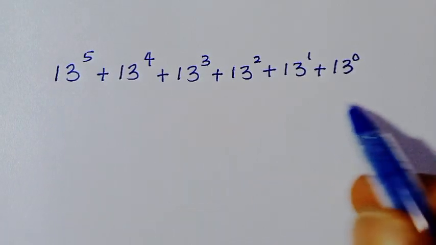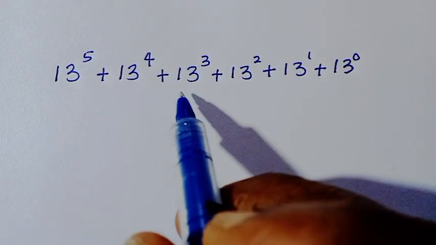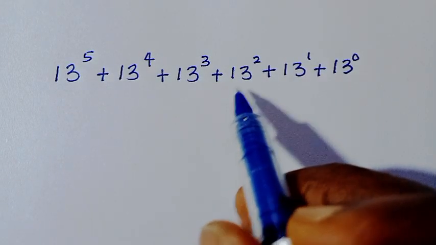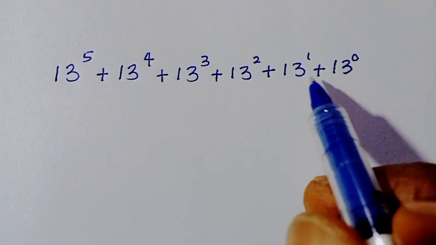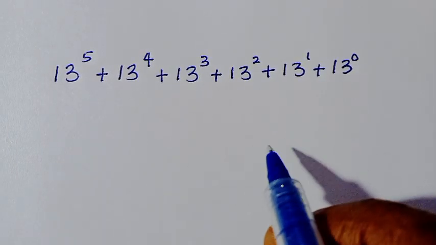Let's see how you can evaluate this question, which is 13 to the power 5 plus 13 to the power 4 plus 13 to the power 3 plus 13 to the power 2 plus 13 to the power 1 plus 13 to the power of 0. And let's see the equivalence value of this.